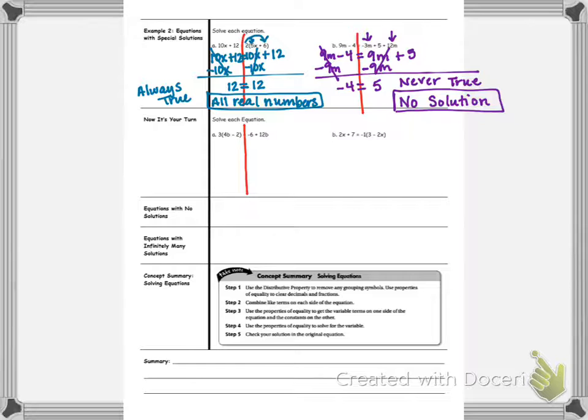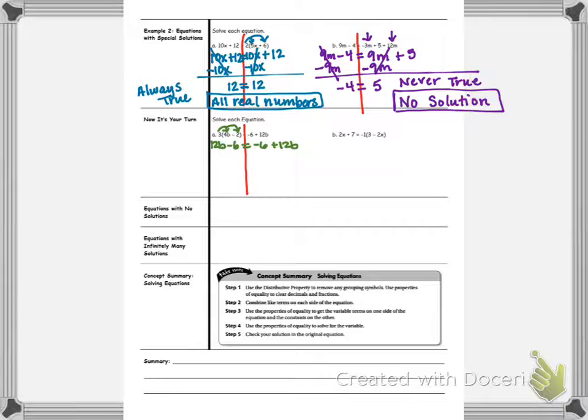So on the left, I have something to distribute. 3 times 4b minus 2 equals negative 6 plus 12b. So 3 times 4b, 3 times negative 2. 3 times 4b is 12b. 3 times negative 2 is negative 6, equals negative 6 plus 12b.